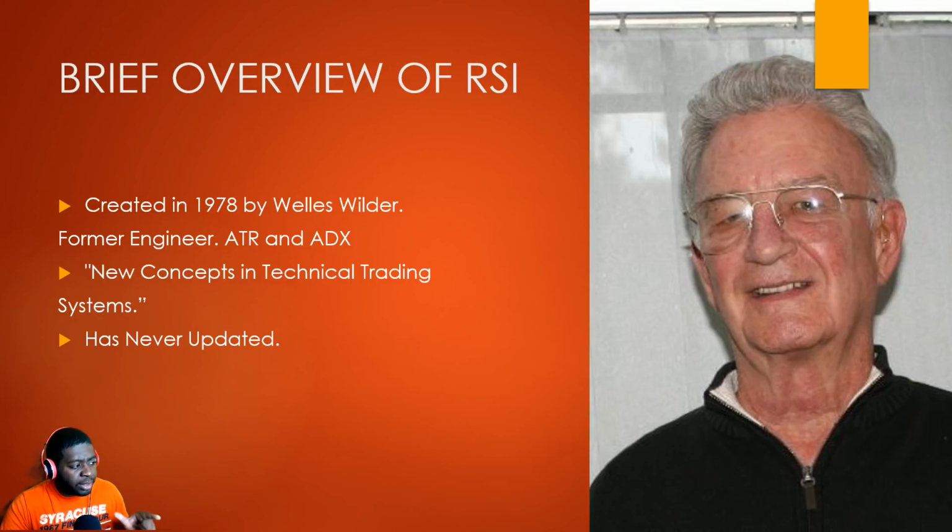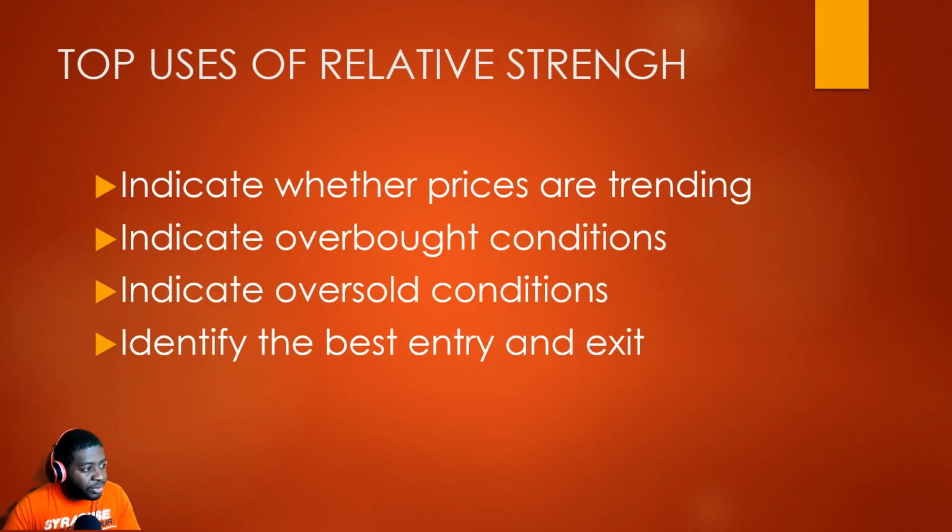He wrote the book, New Concepts in Technical Trading Systems. Wrote the book in 1978 and has never updated the book. Still sells thousands of copies of the book every single month. He's never updated, sold it for one price, $65. The price has never changed since 1978. A very interesting story there.